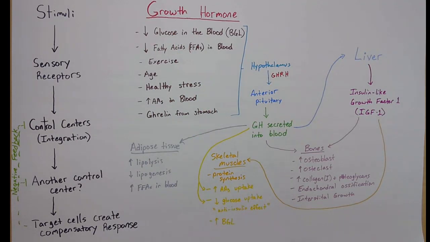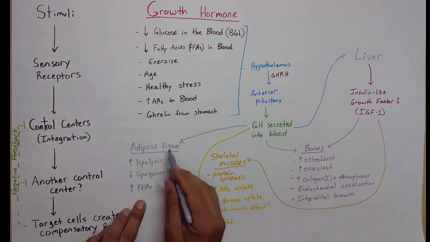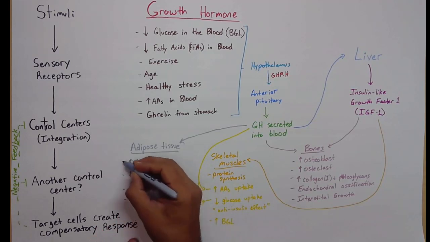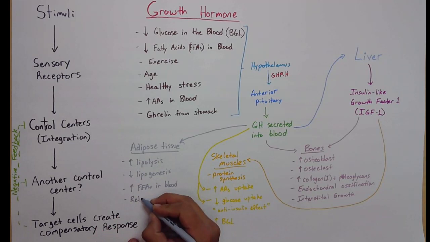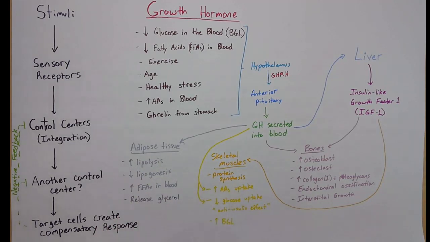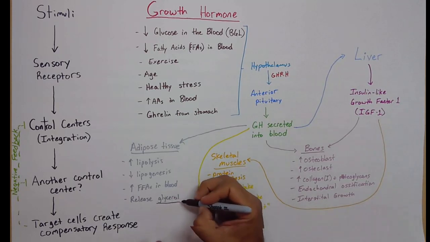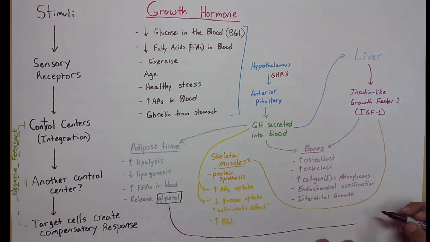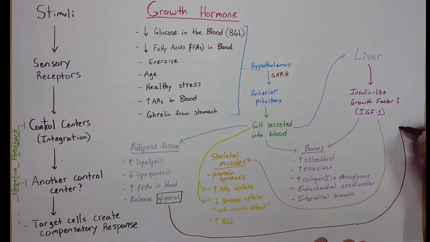Last but not least, not only are we releasing free fatty acids in the blood from the adipose tissue, but we're also going to be releasing glycerol. I mentioned those. Monoglycerides and single glycerols. Now, these glycerols have a function. It's not the end of the road for these glycerols. These glycerols now are going to go into the bloodstream, and they travel all the way back to the liver.